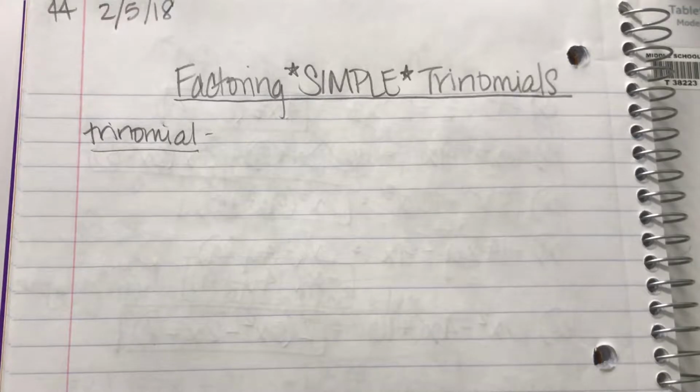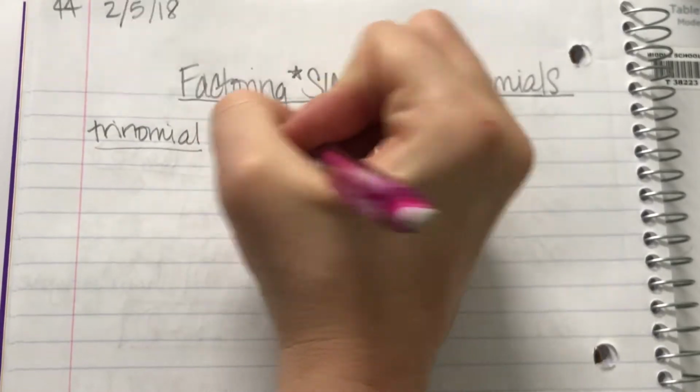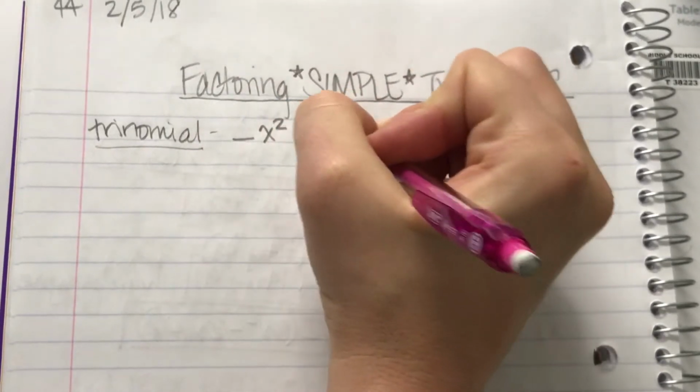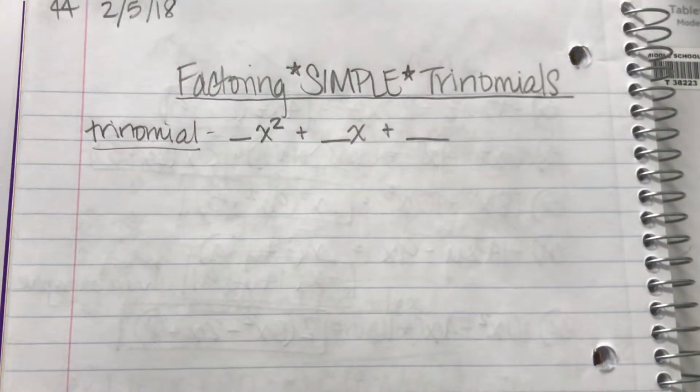Think back to that descending pattern. So what does it usually look like? So we usually end up with something x squared plus something x plus a regular number, right? It's kind of the format that we tend to see a lot of times on these. They go in that descending order.